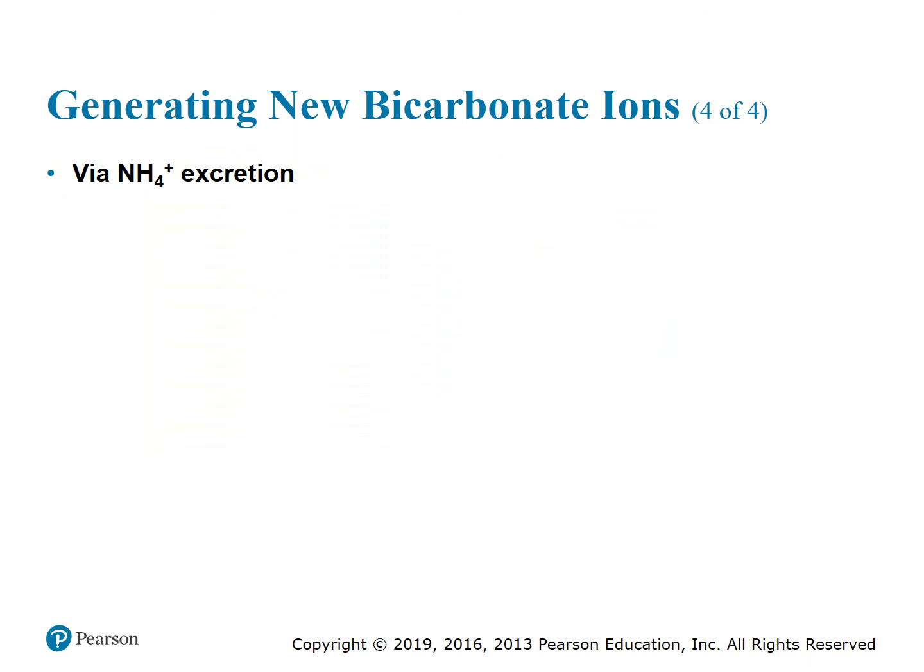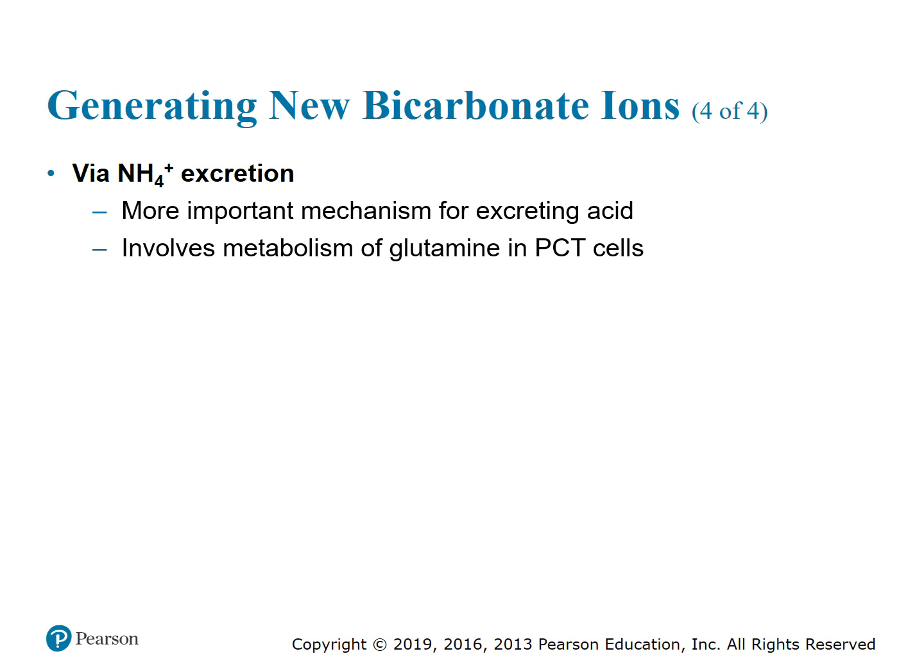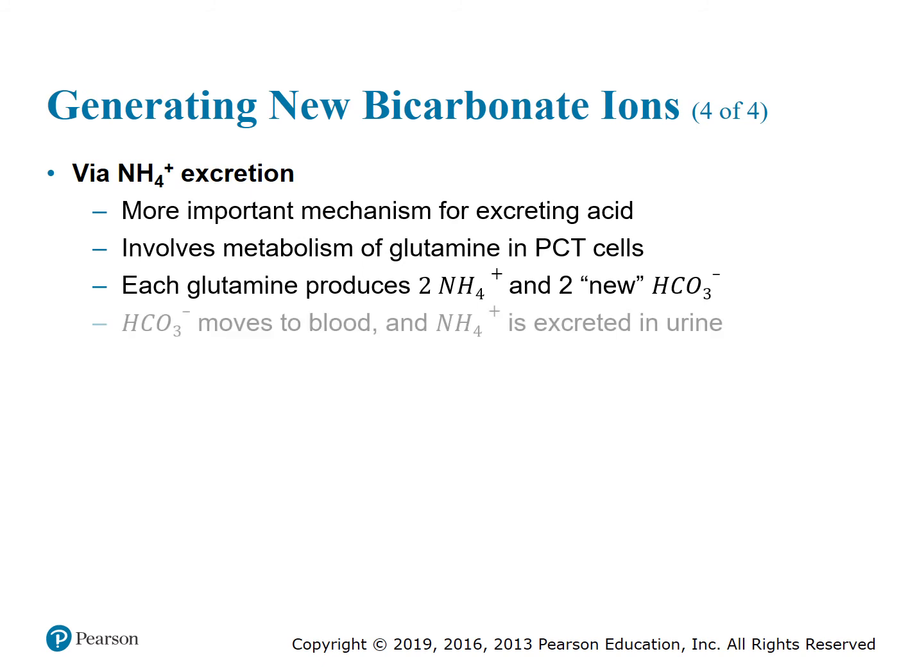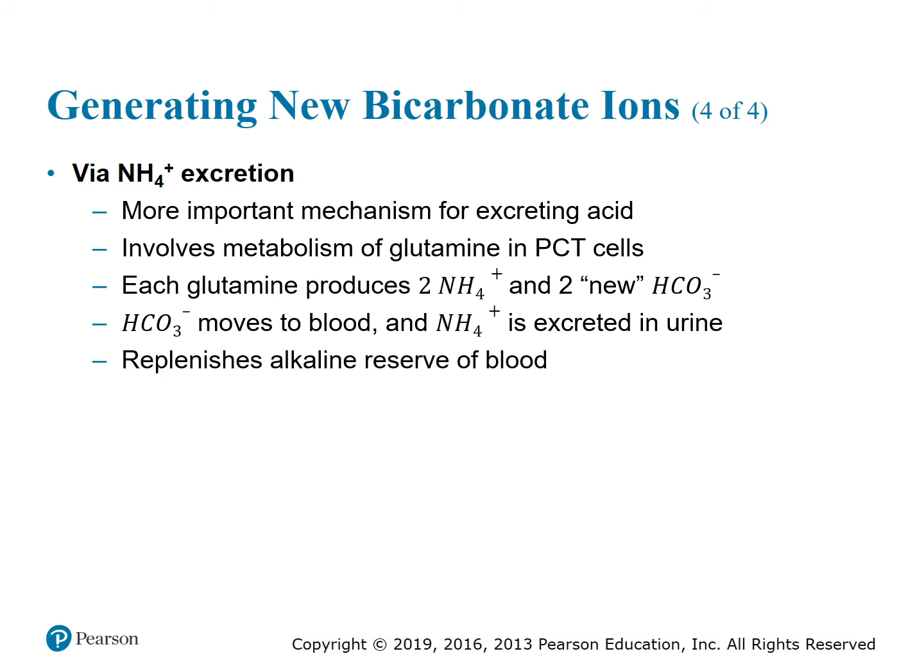Another way of generating new bicarbonate ions is via NH4 excretion, and so this is a more important mechanism for excreting acid, but what it does involve is the metabolism of glutamine in proximal convoluted tubule cells. So each glutamine will produce a new NH4 and two new bicarbonates. So the bicarbonate moves to the bloodstream and the NH4 gets excreted into urine. So again, what this does is to replenish the bicarbonate levels, in other words, the alkaline reserve of the blood.